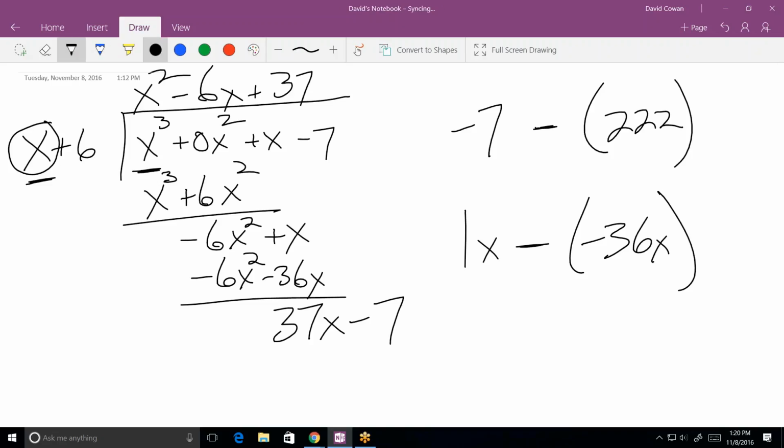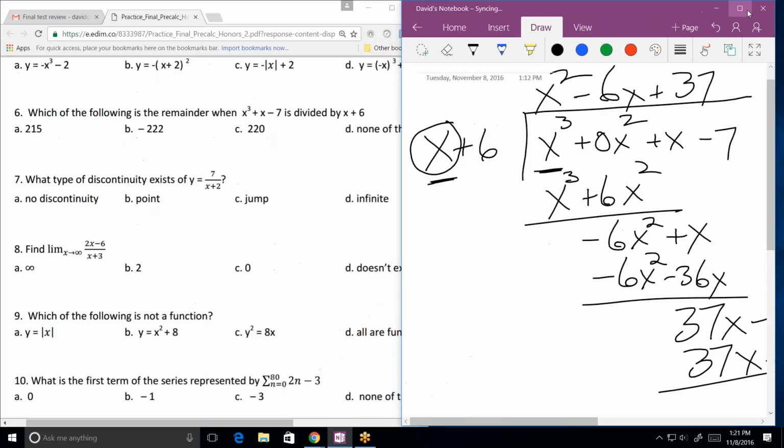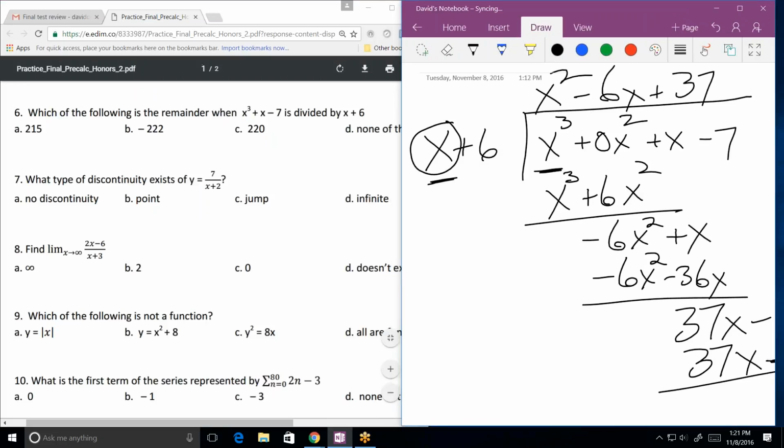Is that what we got last time, though? It is. That's okay. We have an answer that qualifies. That's 222. So now I have minus 7 minus a minus 222. Oh, that's where I made my mistake. That's 215. Right? Minus 7 minus a minus 222 is positive 215, and that answer is on there, number A.